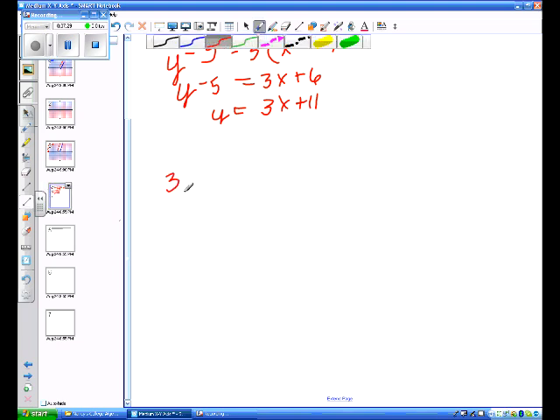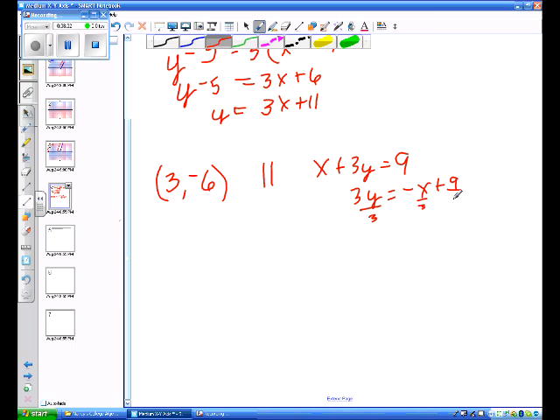So (3, -6). And we want to be parallel to the line x plus 3y equals 9. Well, we know that parallel lines have the same slope. So if we could figure out the slope of this line, then we're going to know the slope of the line we want. So we're going to solve this for y. We'll subtract x and divide everything by 3. So we get y is equal to -1/3 x plus 3.